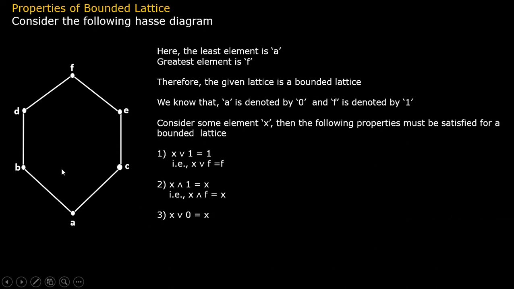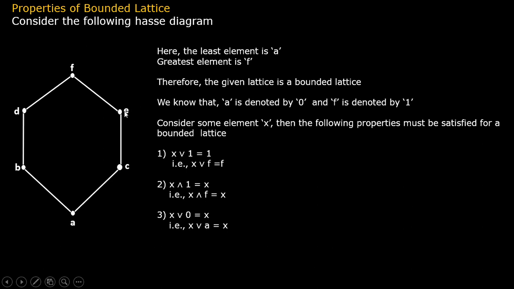Now, the third property says that x or 0 gives you an x, or in other words, x or A. Since A is representing 0 here, x or A gives you an x. That means the least upper bound of x and A will give you an x. Now, let us see if I choose x to be C. So, the least upper bound of x, that means C and A, is C.